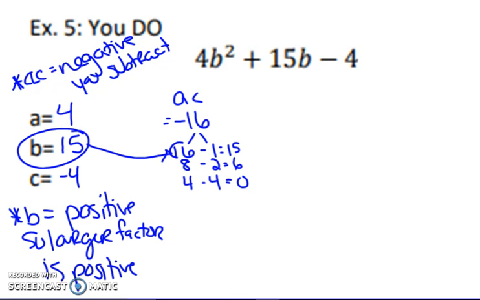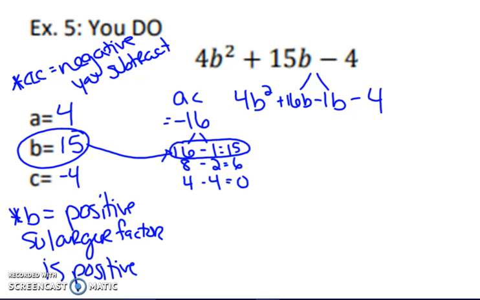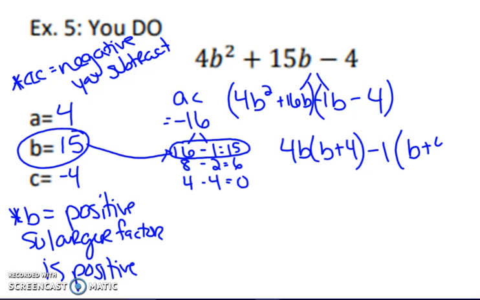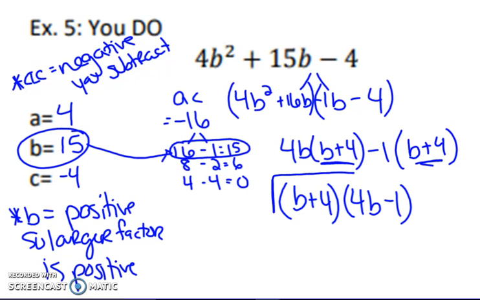If I look at my b, my factors now tell me it's 16 and 1. So I'm going to break 15 into positive 16b minus 1b. I'm going to bring a and c down as it is. Keep in mind, b is positive, so my larger factor has to be positive, making 16 positive. We're going to group them together. Now here I'm going to pull out a 4b, and I'm left with b plus 4. In the second set of parentheses, if you notice, we have b plus 4 in our first set, so we're going to actually pull out a negative 1. This is going to make the b plus 4s inside my parentheses match each other. So we have b plus 4, and we have 4b minus 1.